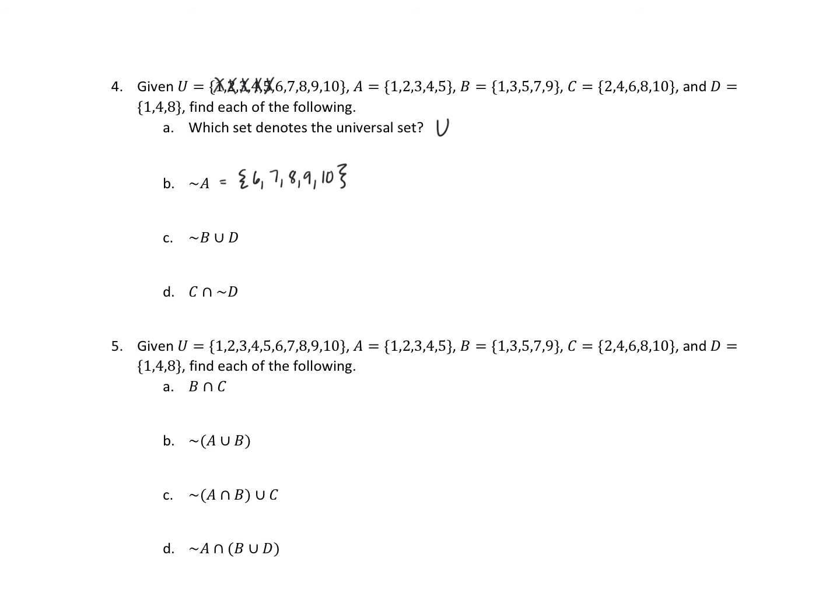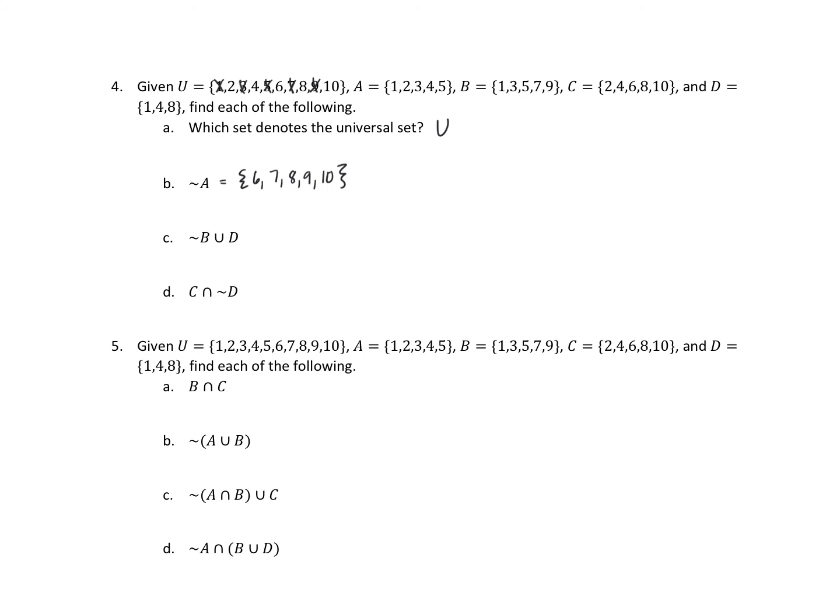Okay. Part C. We want to know the complement of B union D. So let's start with the complement of B. So B includes the odd numbers between 1 and 10. So that would mark out 1, 3, 5, 7, and 9. So the complement of B includes 2, 4, 6, 8, 10.